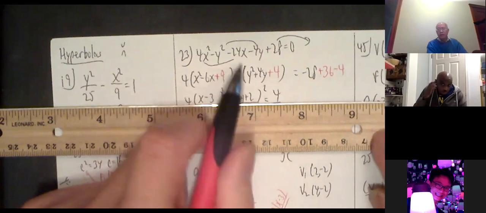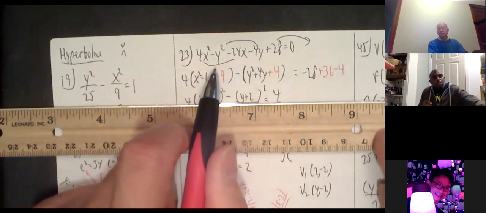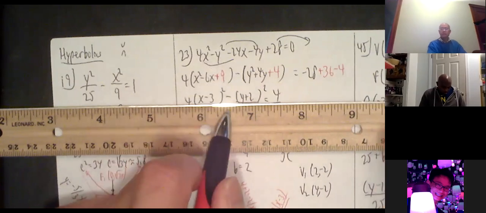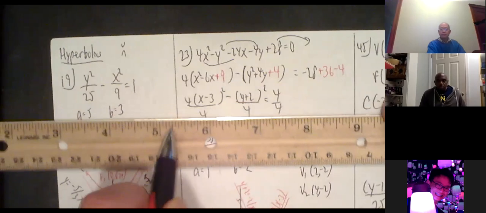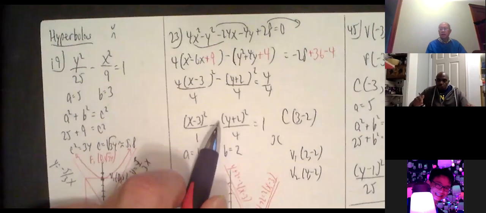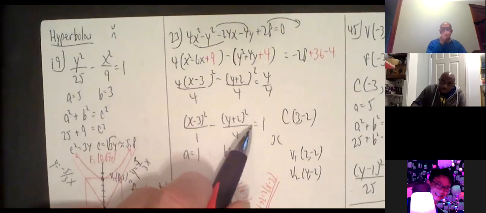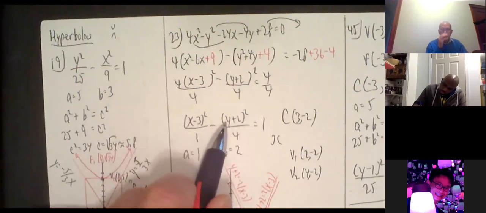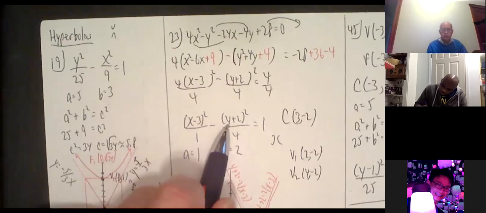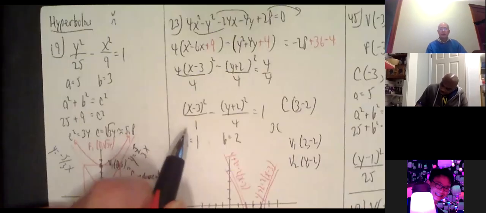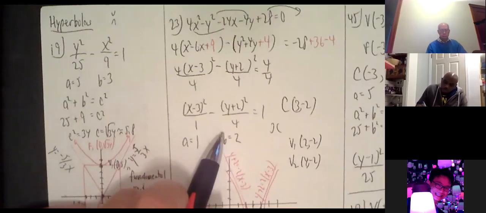Okay. Now, I believe if you understood this problem, you really should get your version of number 23 because it only has one of them. It's much easier. Okay, divide by 4. x minus 3 squared over 1 minus y plus 2 squared over 4 equals 1. Okay, so I've got it. Translate it. Center is 3, negative 2. 3 to the right, 2 down. So the new center is 3, negative 2 instead of 0, 0. A is 1. B is 2.